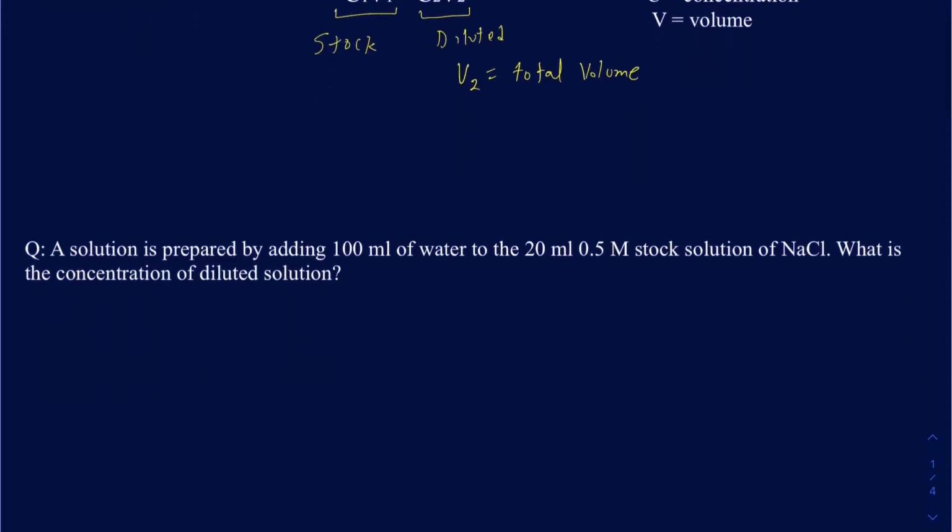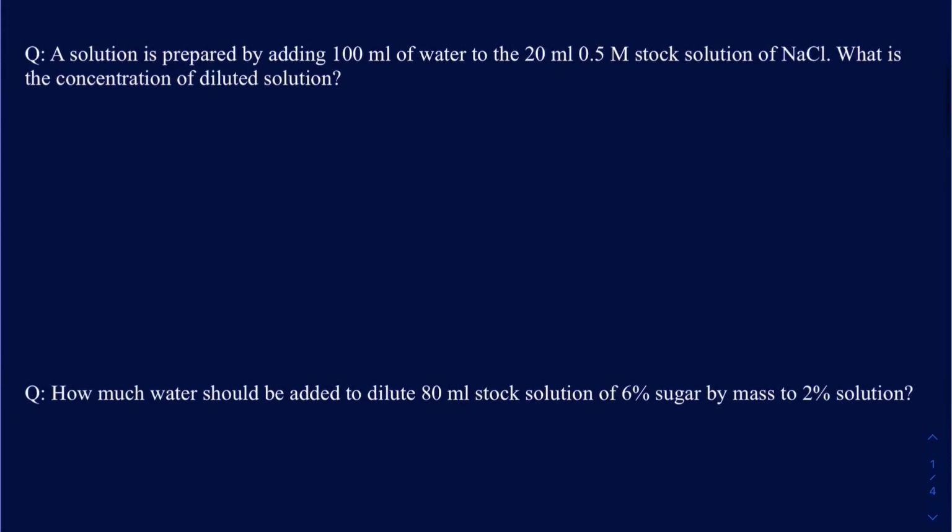So let's look at this question here. It says a solution is prepared by adding 100 milliliters of water to 20 milliliters of 0.5 molar stock solution of NaCl. You want to be able to identify what your concentrated values are. So this is 20 milliliters of 0.5 molar stock solution. This is going to be your V1, so your V1 is 20 milliliters. And then your concentration C1 is 0.5 molar.